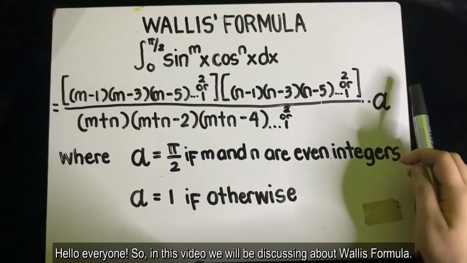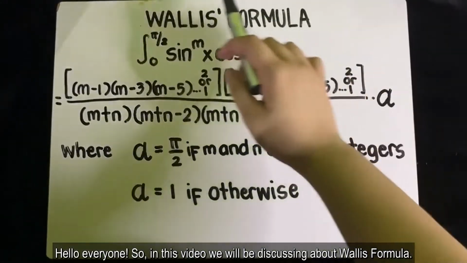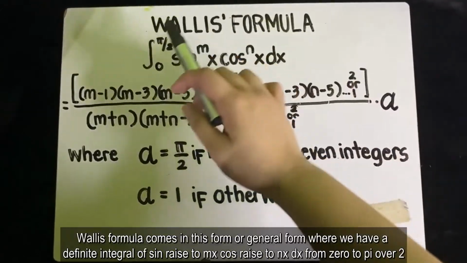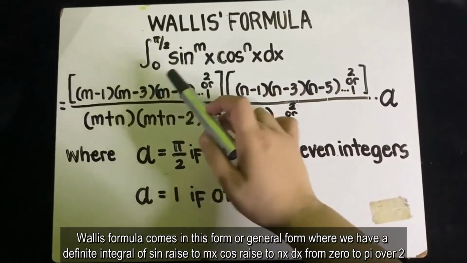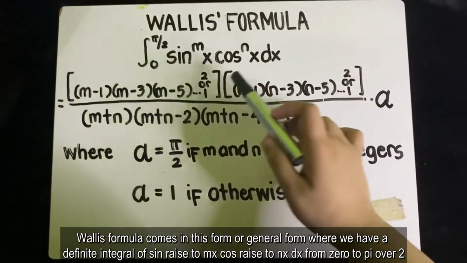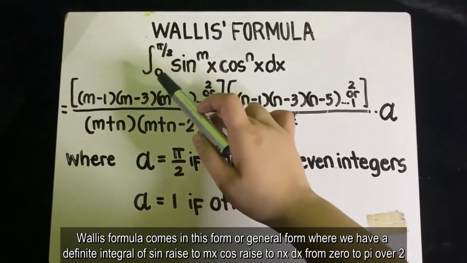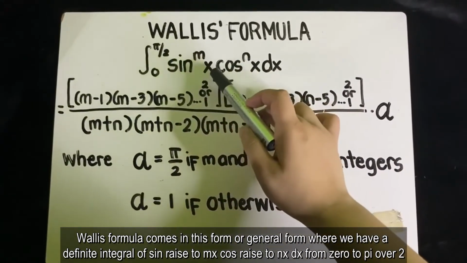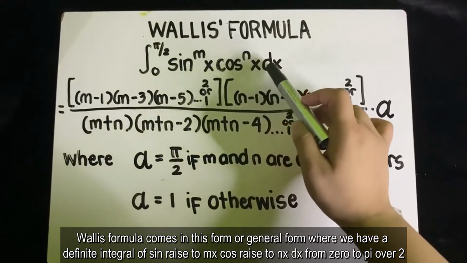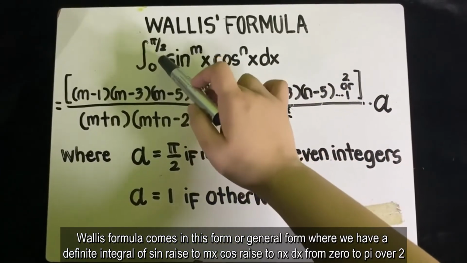Hello everyone, in this video we will be discussing the Wallis formula. The Wallis formula comes in this general form, where we have a definite integral of sine raised to m of x, cosine raised to n of x, dx, from 0 to pi over 2.